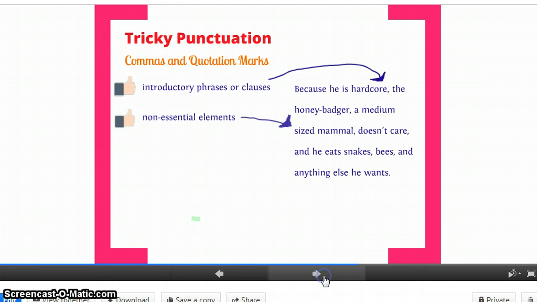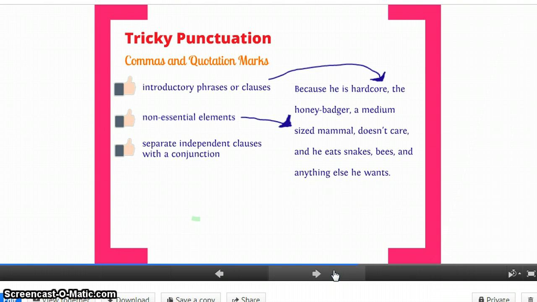Next, non-essential elements. So in this part, we have an appositive. An appositive or any other non-essential information can be set off with a comma. Because he is hardcore, the honey badger, a medium-sized mammal, we could take that out and it would still keep the meaning of the sentence. So we set it off in commas.